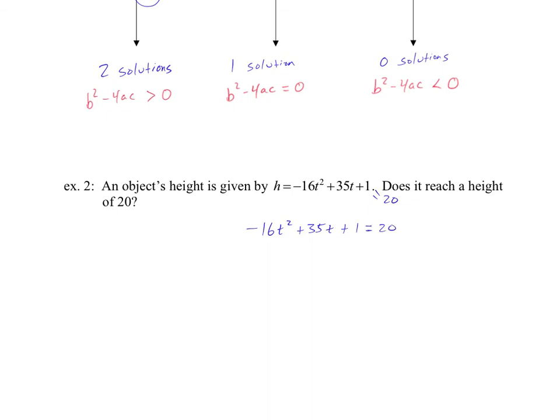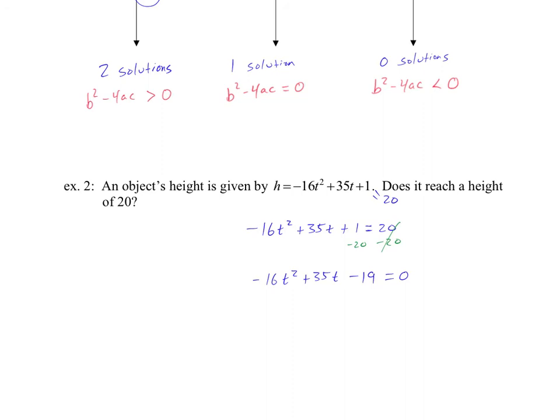So I could go through, and first, like we're doing in all the questions this chapter, we need to make one side equal 0 before we can really do anything with it. So I get a negative 16t squared plus 35t minus 19 equals 0. Now from here, I could try to solve it by factoring. I could look at completing the square. I could do this new quadratic formula.